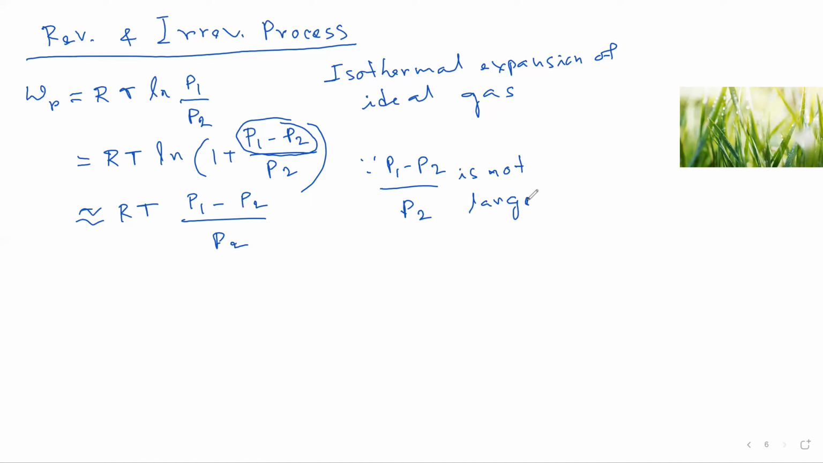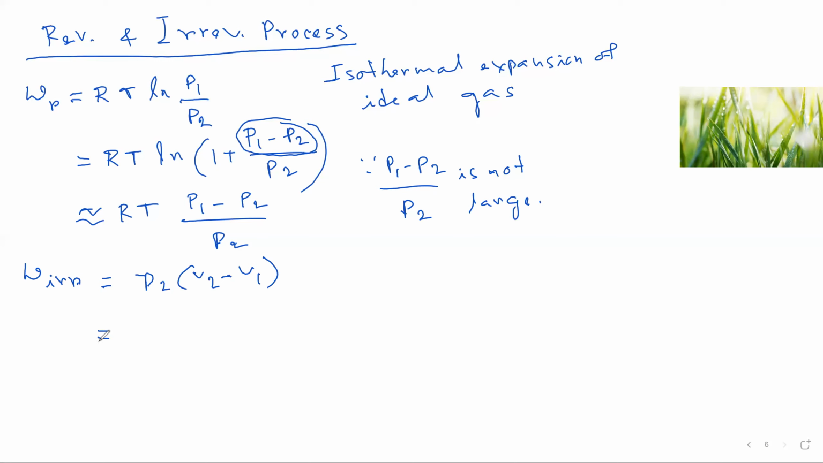Okay. So we can write this as an approximation. And now we have derived the expression for the irreversible process work done. That was P2 into V2 minus V1. And we have considered this to be an isothermal expansion of an ideal gas.